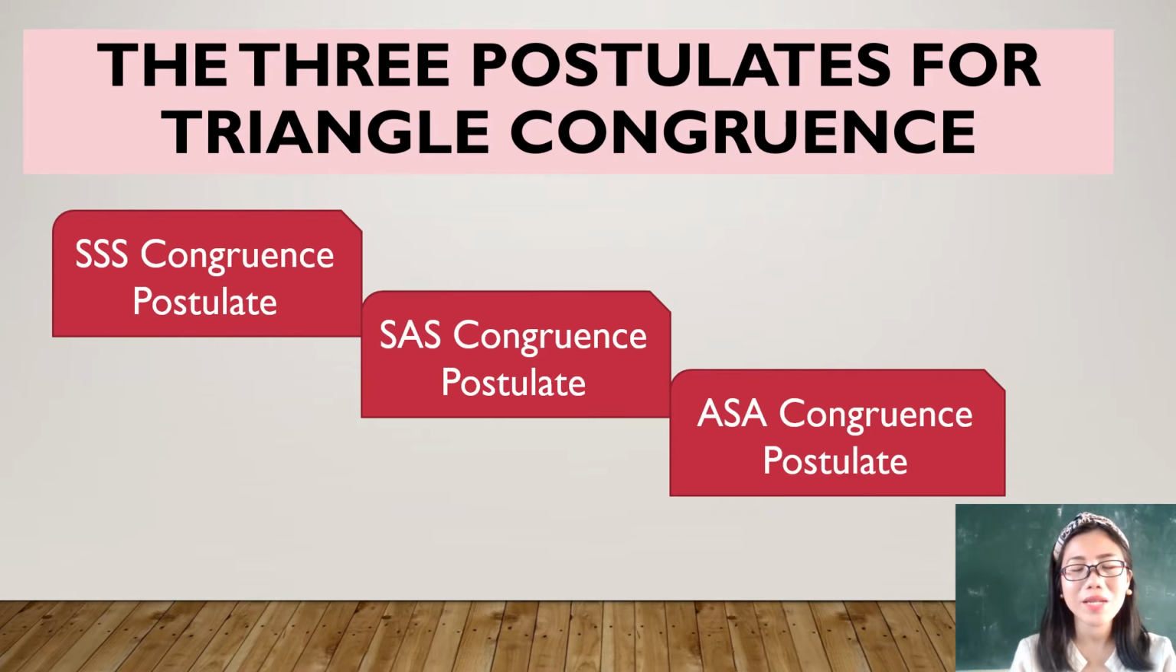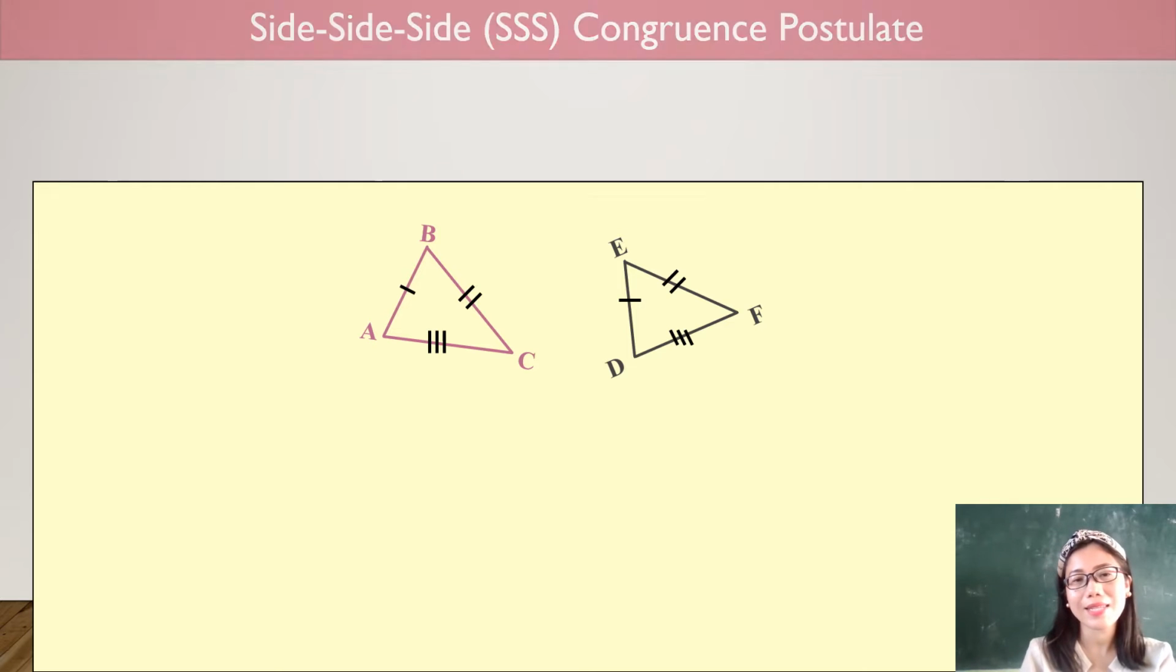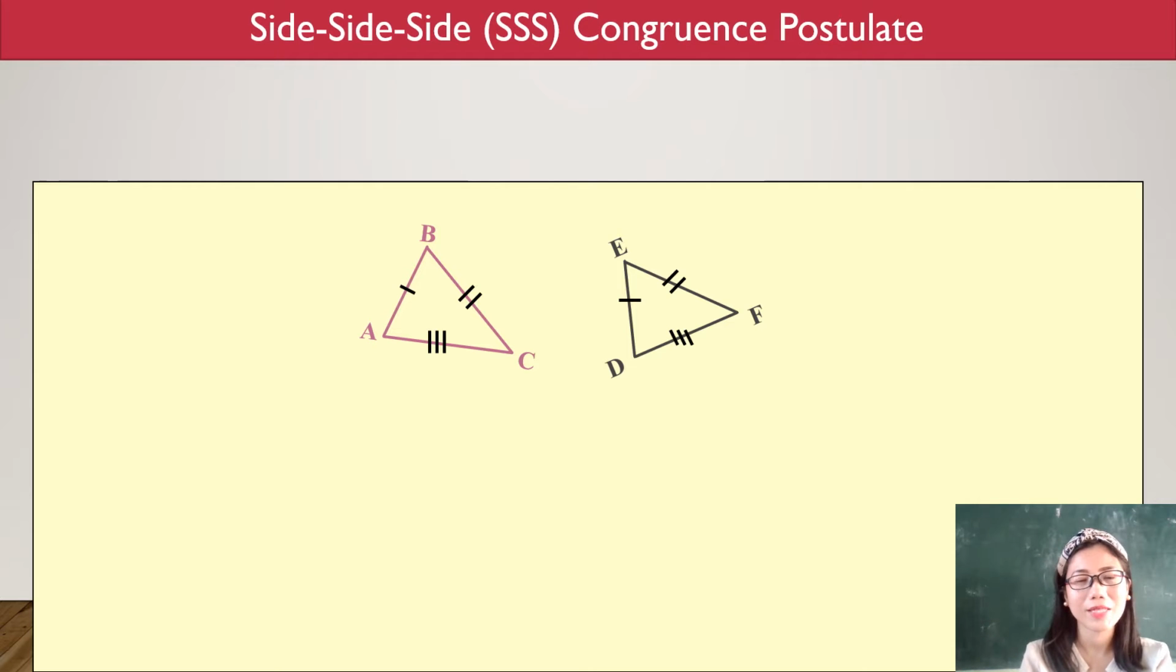The first one is the SSS Congruence Postulate. The next is the SAS Postulate. And the third one is the ASA Postulate. What is this SSS Congruence Postulate? It is called side, side, side. So just easy to recall, three sides.